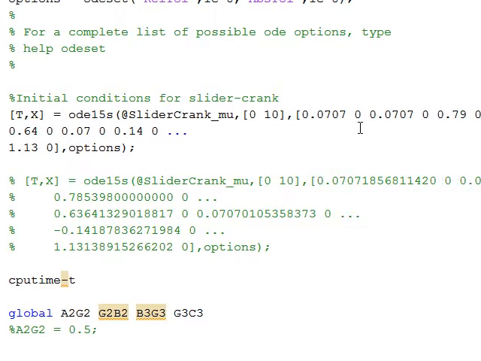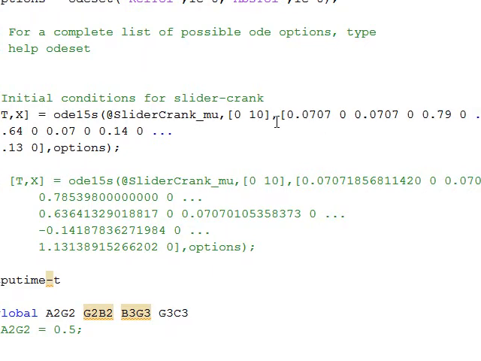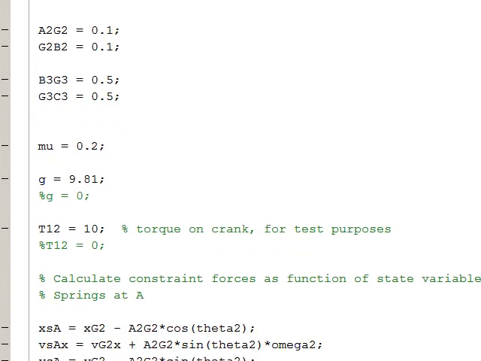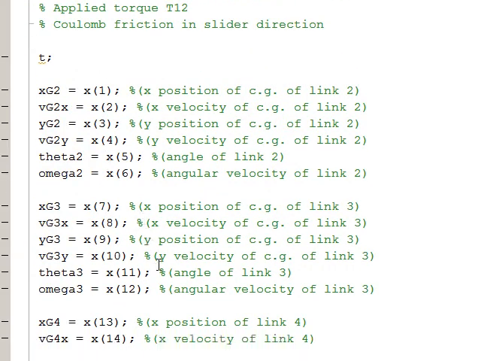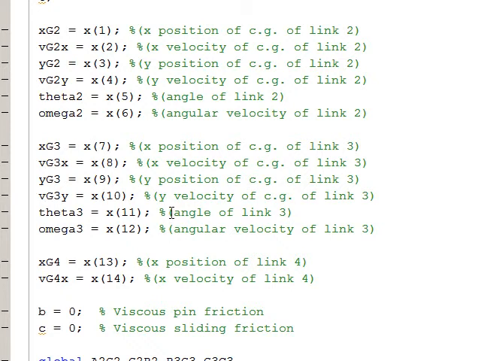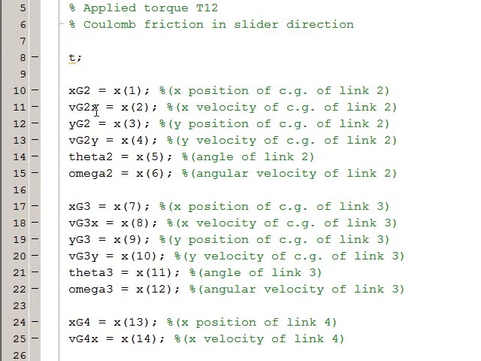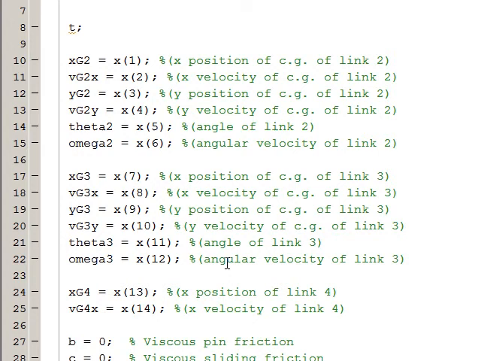This is actually the initial positions of all the links. All the velocity initial conditions are 0. We're going to start this from rest. We're going to apply a torque and see what happens. Inside the slider crank mu function, we take our 14 state variables and we give them intuitive names. So xg2, vg2x, yg2, and so on.